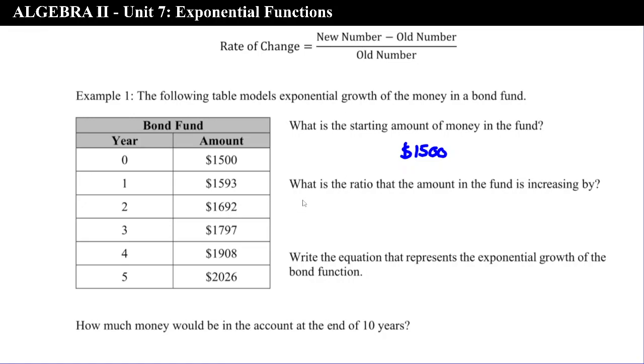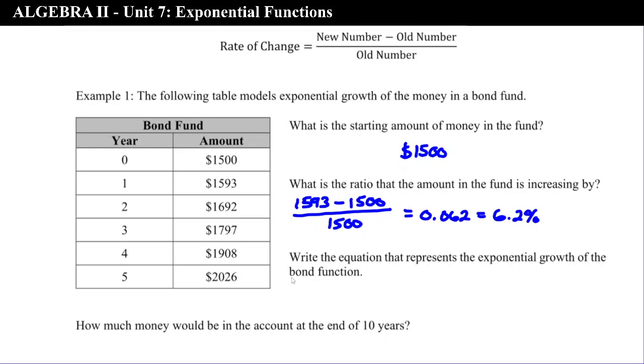We are going to take our new number, in this case $1,593, and subtract your old number, which is $1,500, and divide it by the old number, again $1,500. When you do that, you're going to end up with a decimal, and the decimal you end up with is 0.062, which is also 6.2%. Now in the equation, we are not going to use the percent form. We're going to use the decimal form. It's important to note that.